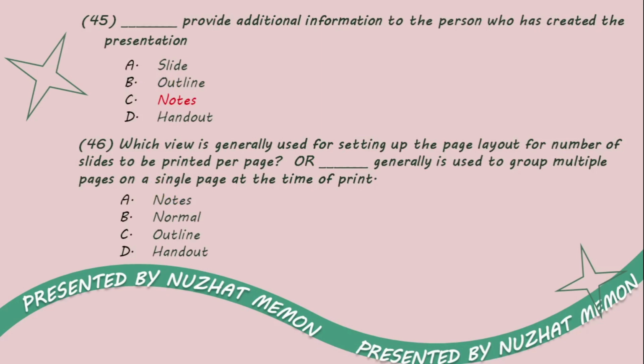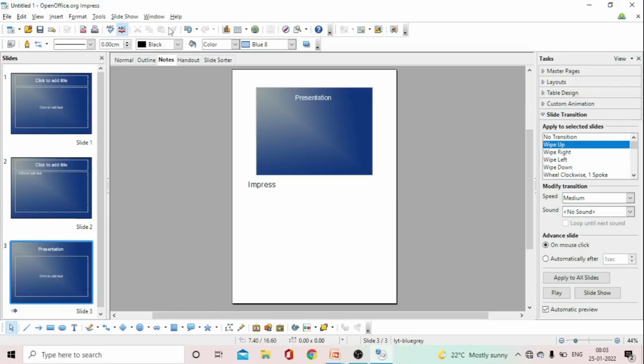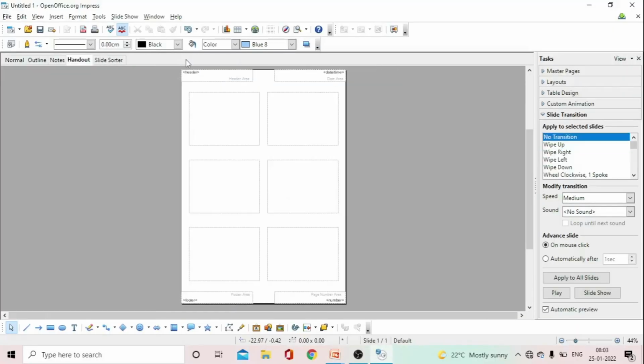46. Which view is generally used for setting up the page layout, for the number of slides to be printed per page, or dash generally is used to group multiple pages on a single page at the time of print? So here the option is handout. Let's see the handout view also. So yes, this is handout view. Here you can add your header, here you can add your date, your time, here you can add your page number also, and here footer.